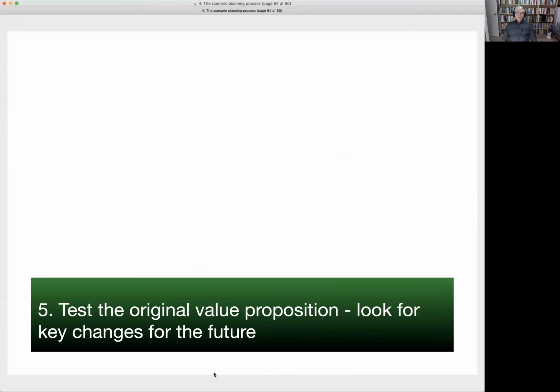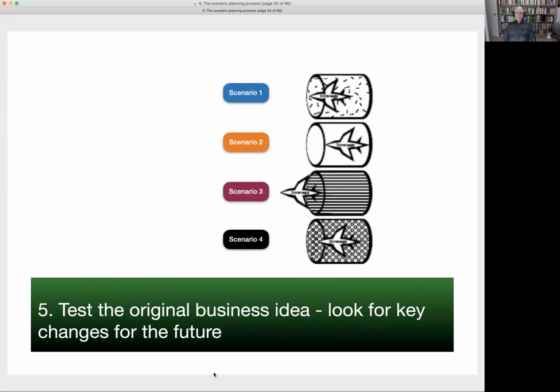And the last stage is where we test the original value proposition or the original business idea. And now what we're looking at is, what are the key changes that exist for the future? What are the key changes we will have to make for the future? So if we imagine each scenario as a wind tunnel, as a set of conditions, scenario 1 is really a world that looks like scenario 1, and scenario 2, scenario 3, scenario 4. There are 4 different versions of what the future can be.